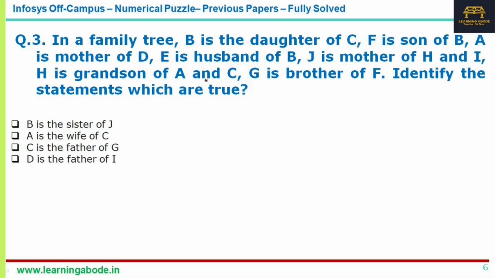So let me look at the first statement. The first statement says B is the daughter of C. So I'll write, B is the daughter of C. C, as of now I do not know the gender, I'll just keep it as it is. F is the son of B. So F is the son of B.